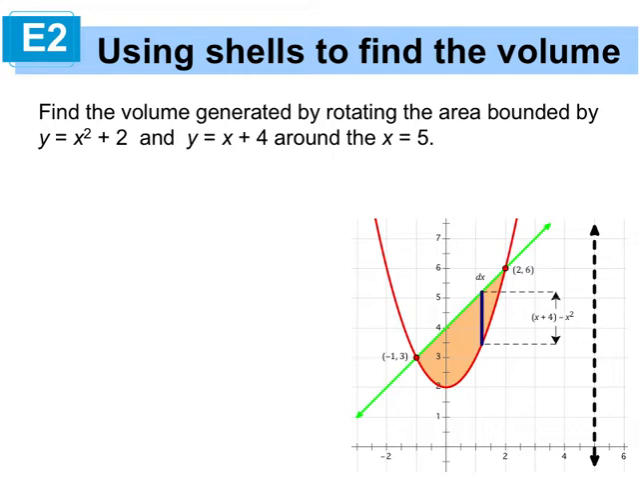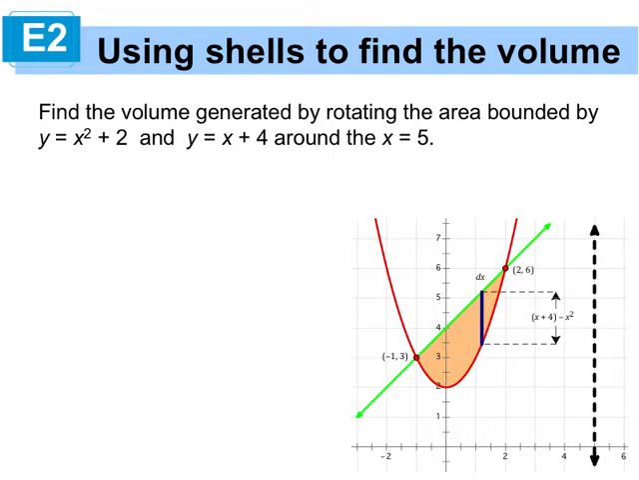Vertical or horizontal rectangles? Vertical. Are we working in x's or y's? X's, because it's vertical. Is it parallel or perpendicular to the axis of revolution? Parallel. Therefore, we're using a shell. For a shell, we need two things. We need the area of the rectangle. Let's do that first.